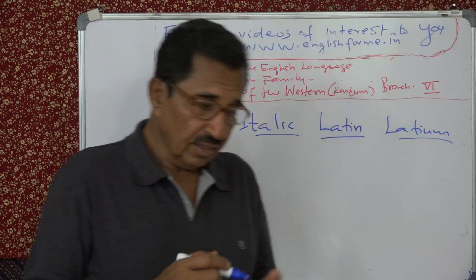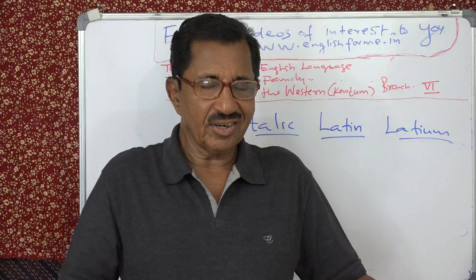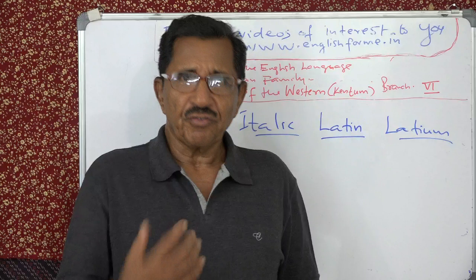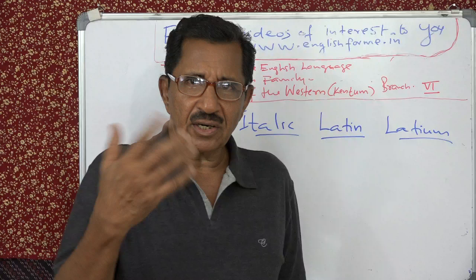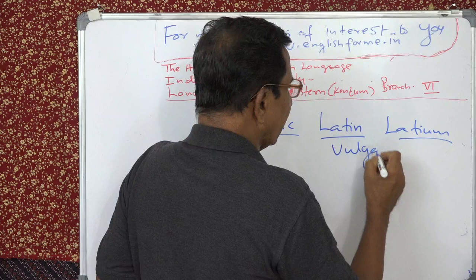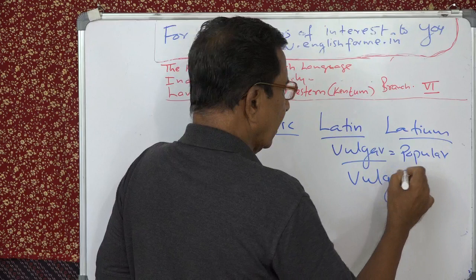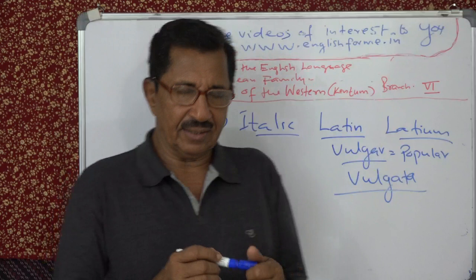Wherever Rome established its power, its empire, they took the language with them. That's why today in Spain, France and Portugal you will find remnants of the Roman Empire. And it is from Latin, not classical Latin, but vulgar Latin. Vulgar does not mean what it means today. Vulgar means popular. So vulgar Latin means popular Latin, which means spoken Latin. The Romance languages of today.